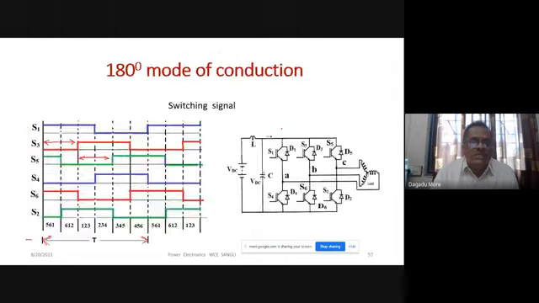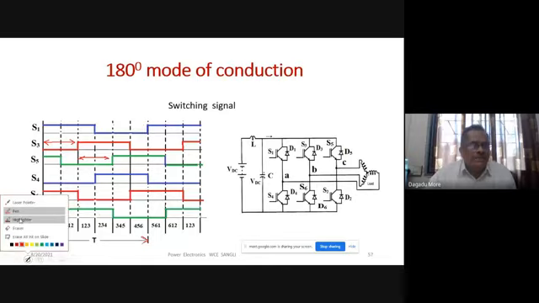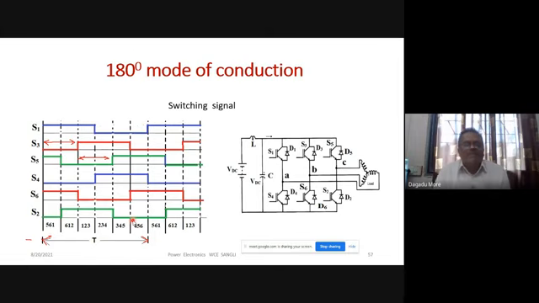Here, if you see this T period, I can change it. If I make the T period smaller, the frequency will be higher. If I make the T period higher, the pattern will remain the same. Only the time is expanded or compressed. So by changing the T time of the switching signal, we can control the frequency.